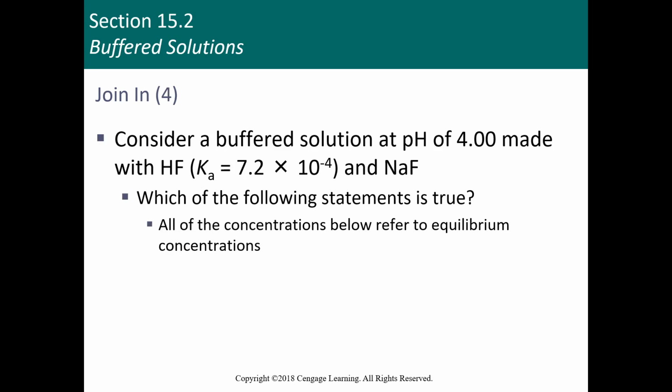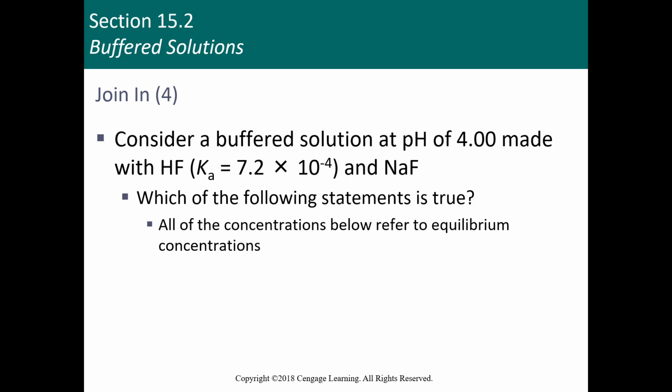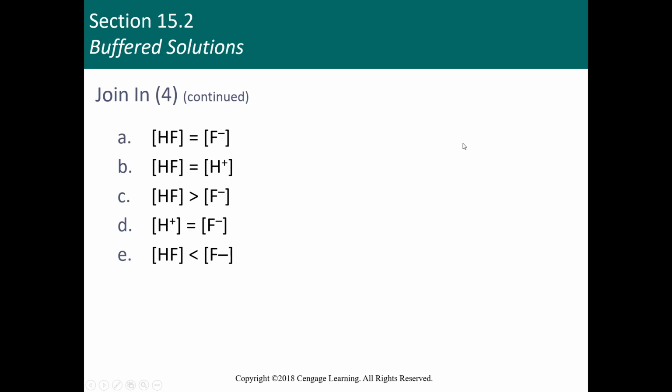So consider a buffered solution at pH 4 made of HF, which has that Ka, and NaF. Which of the following statements will be true? All of the concentrations below are going to refer to your equilibrium concentrations. So, at pH 4, would you expect this HF to equal the F minus, or would the HF equal H plus, or any of these other things? So, the answer is going to be the HF has to be less than the F minus.